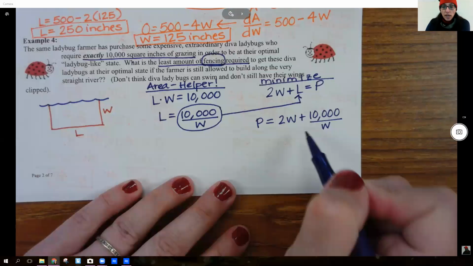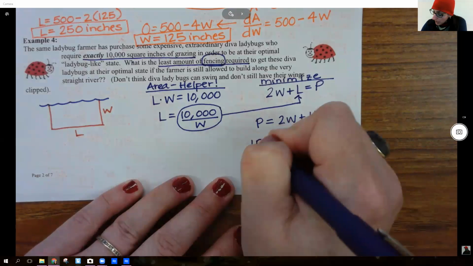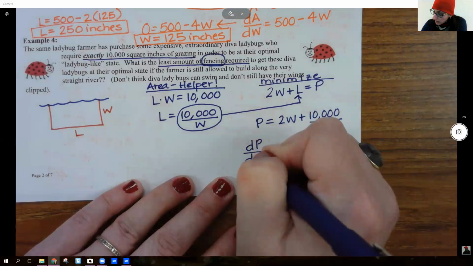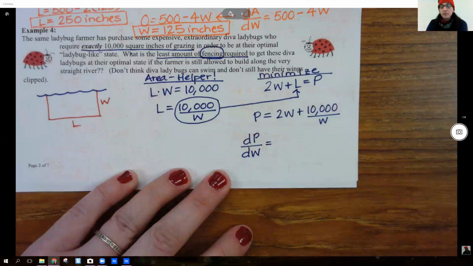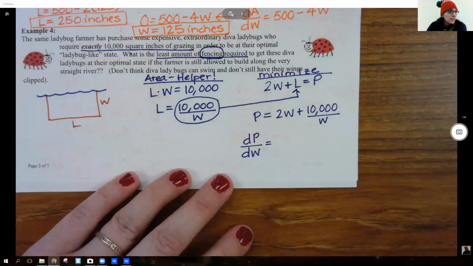This is the thing we're trying to minimize, so we got to take the derivative of this. So this will be dP/dW. And what will the derivative of that come out to be?